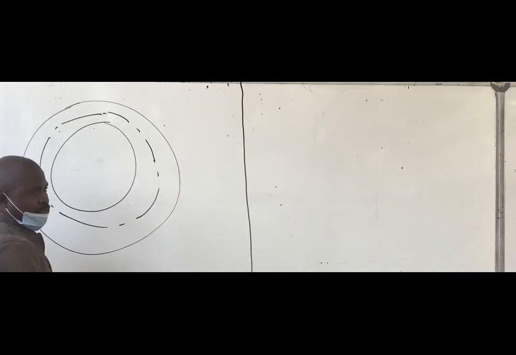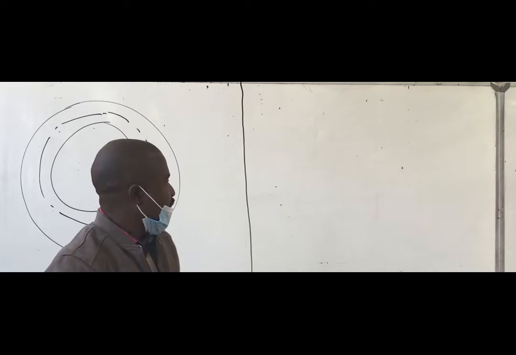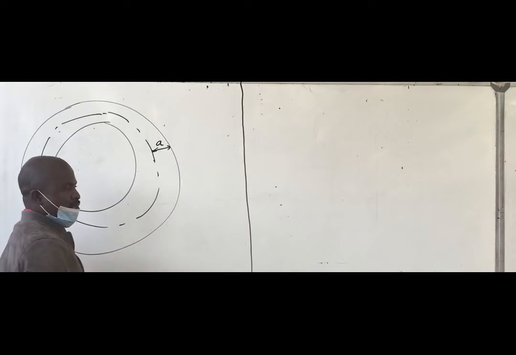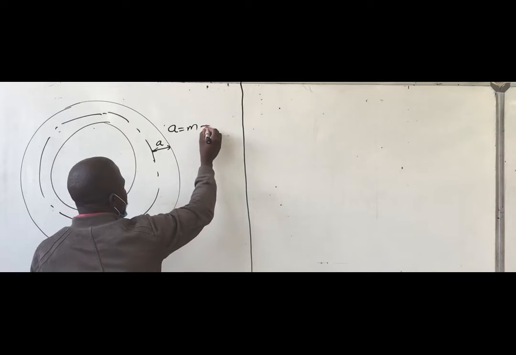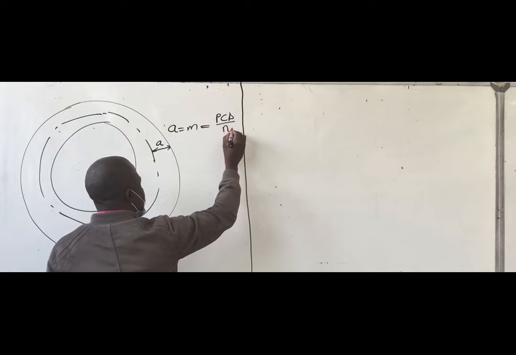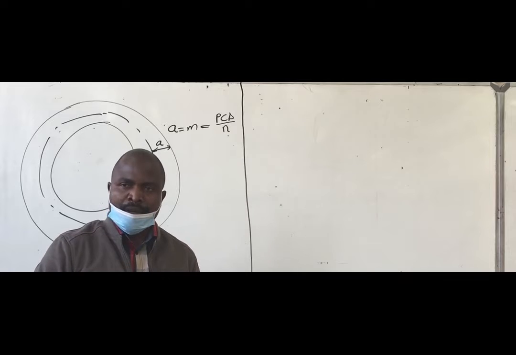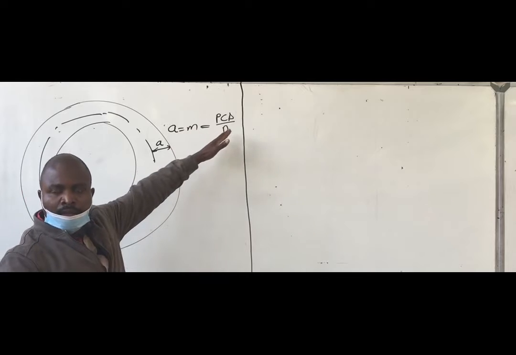This line, the middle one, which is drawn as a center line, is the PCD, pitch circle diameter. The distance between the pitch circle diameter and the outside diameter is the addendum. Addendum is the same as module. Module is equal to PCD over N, PCD divided by the number of teeth. If you are not given the addendum, you can calculate it.